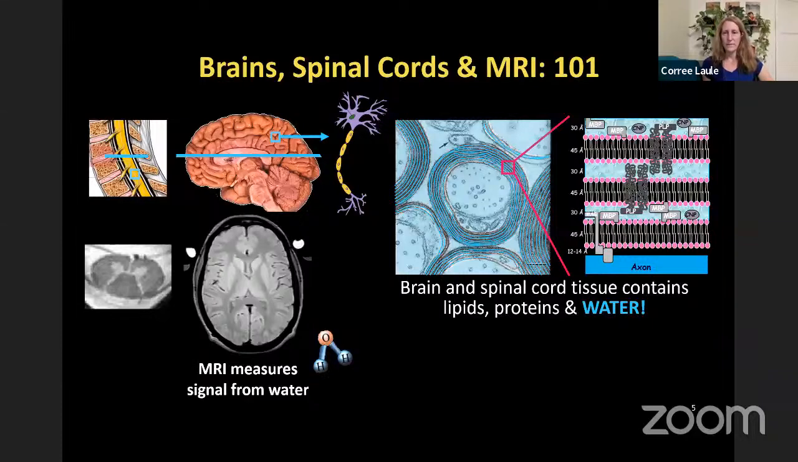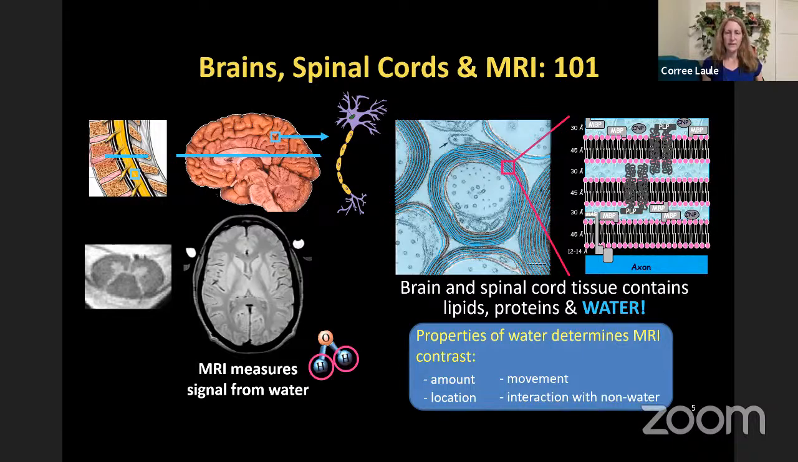We may remember from some basic MR courses, if people have taken those, that MRI is primarily measuring signal from water, in particular the hydrogen atoms attached to the oxygen. This is where we get the majority of our signal, not all of it, but most of it. So the properties of the water will determine your MRI contrast. We can look at different things like the amount of water, the movement of water, where it's located, and how the water is interacting with non-water hydrogen.